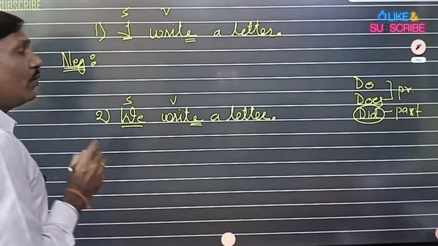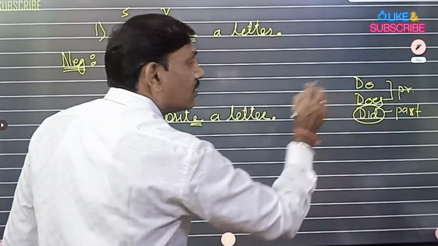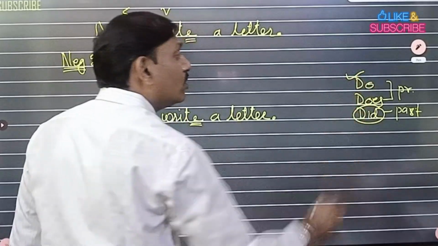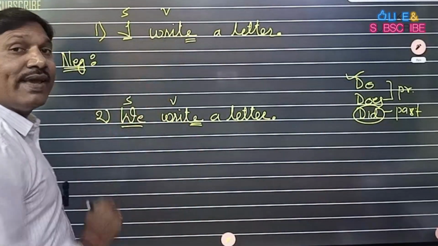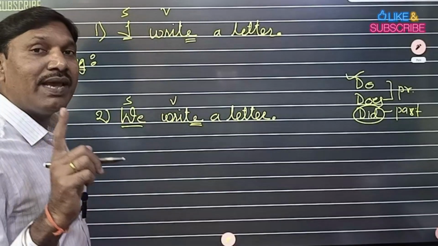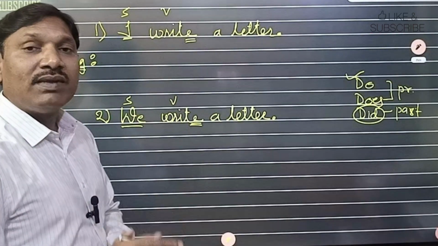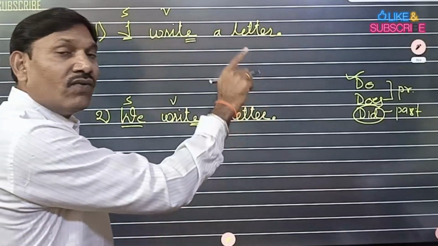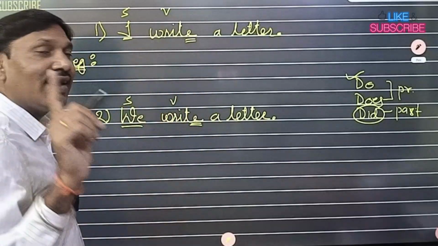Now see, student, when the verb takes the s form, then we will use does. When the verb is in root form, then we will use do to make it negative, because here we do not have any auxiliary or helping verb. If an auxiliary verb or helping verb is not there in the sentence, then we need to use the forms of do, that is do or does, in simple present tense.